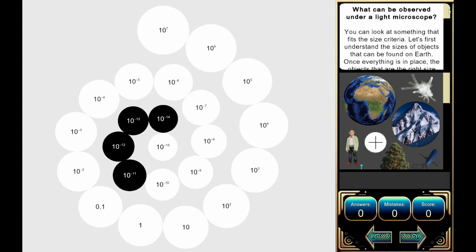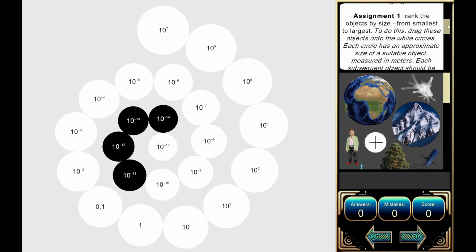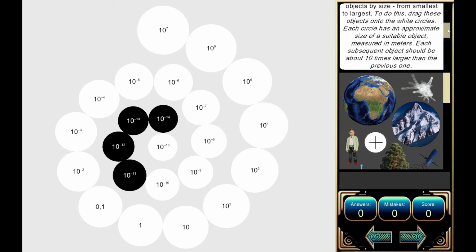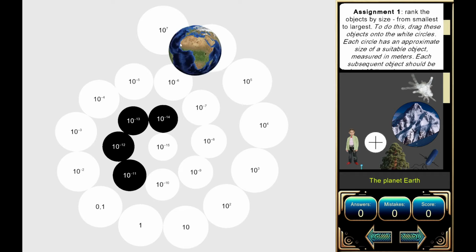How to look through a microscope we have figured out a bit. The next question is, what can be observed with it? You can observe something that fits the size. Let's first understand the sizes of objects on Earth. The largest object on Earth is the Earth itself.